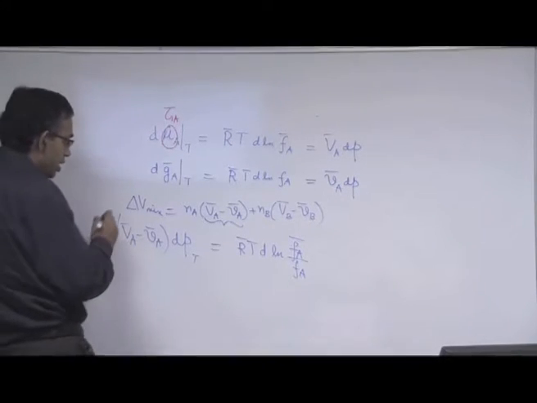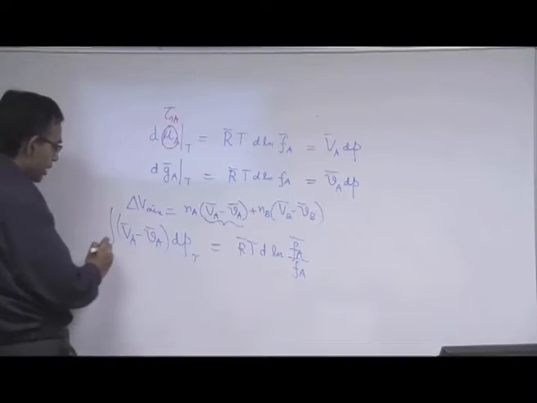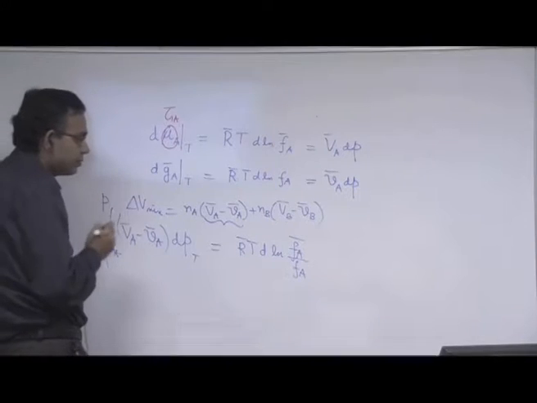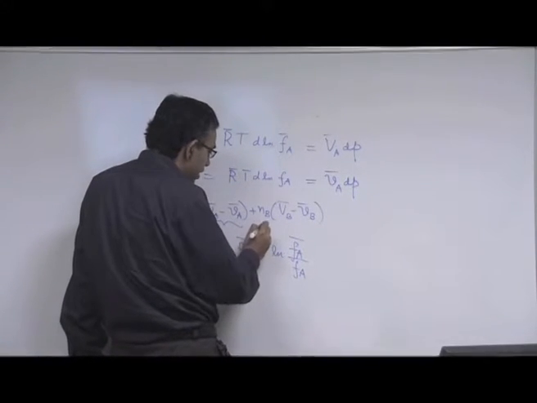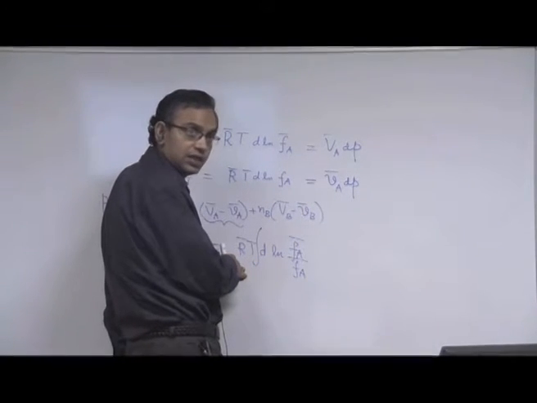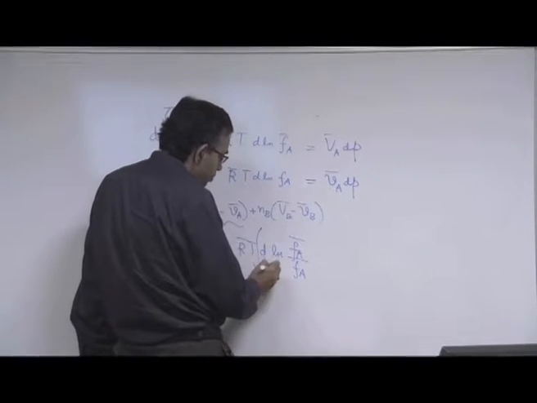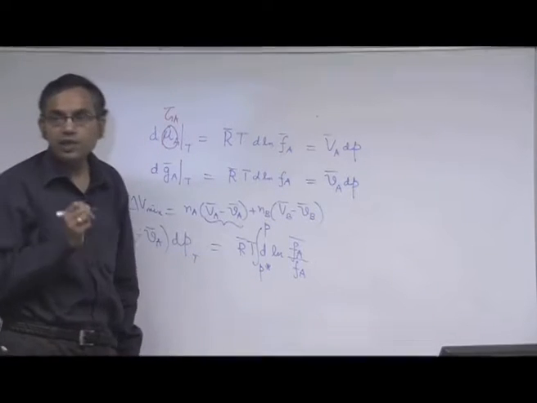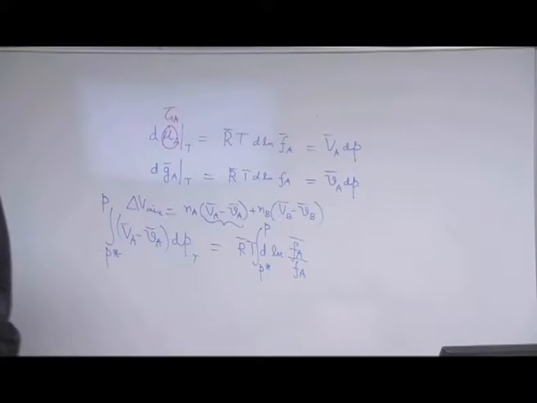Now integrate it from a low pressure P star to the pressure P. Integrate it at constant temperature. Temperature is kept constant, so the T comes out of the integral from P star to P. Star means ideal gas state. So P star means a very low pressure.